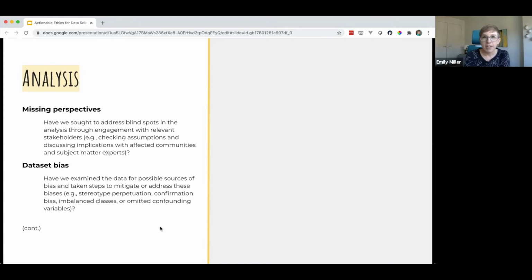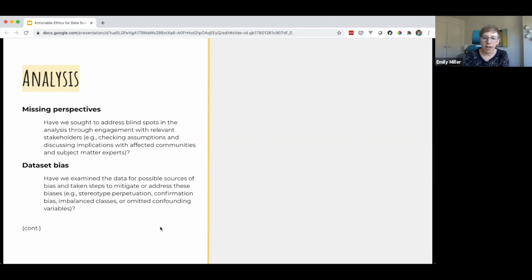We also need to think about dataset bias. So here, this is, have we examined the data for possible sources of bias and taken steps to mitigate or address those biases? So no matter the work that we've done on data collection, which is, of course, very important, our data set will still be biased. So the question to ask here is not, is my data set biased, but how is my data set biased?